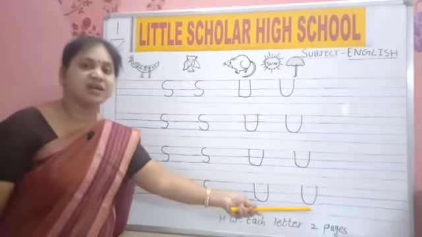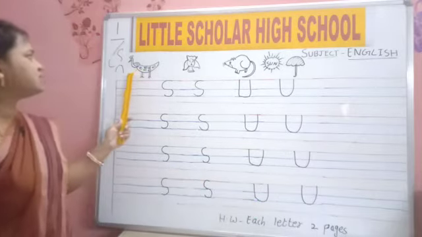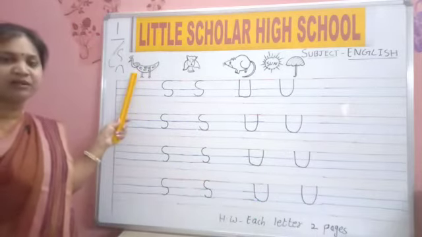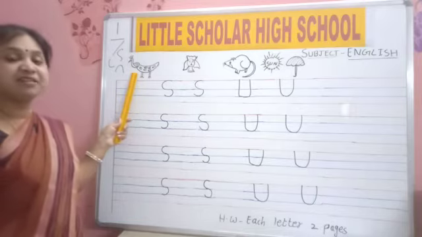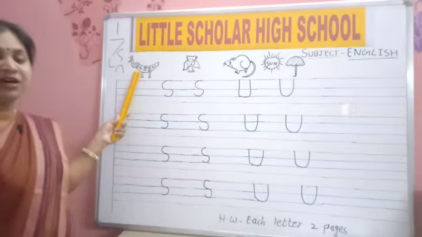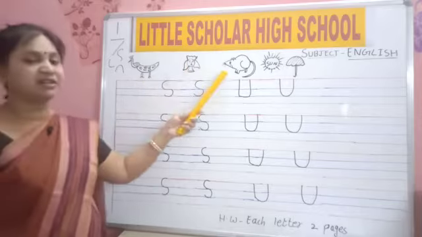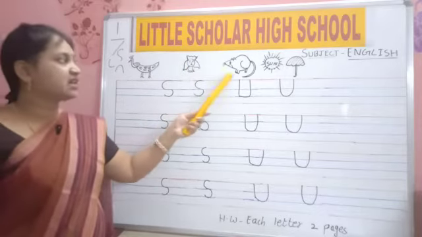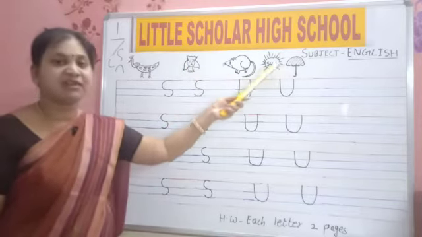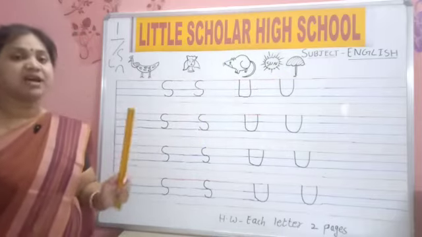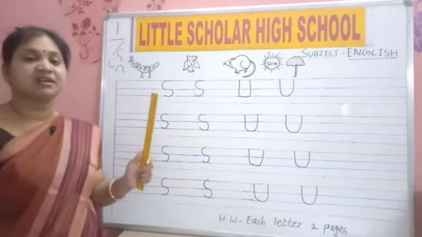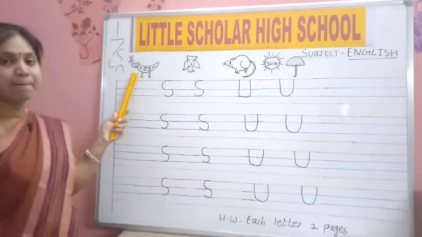U for umbrella. Same, which picture is this? Peacock. Which letter? P for peacock. In the last class we learned this. Yes, these three words, and also now we have learned these two words. All these are curve line letters. Using curve line letters, P for peacock.